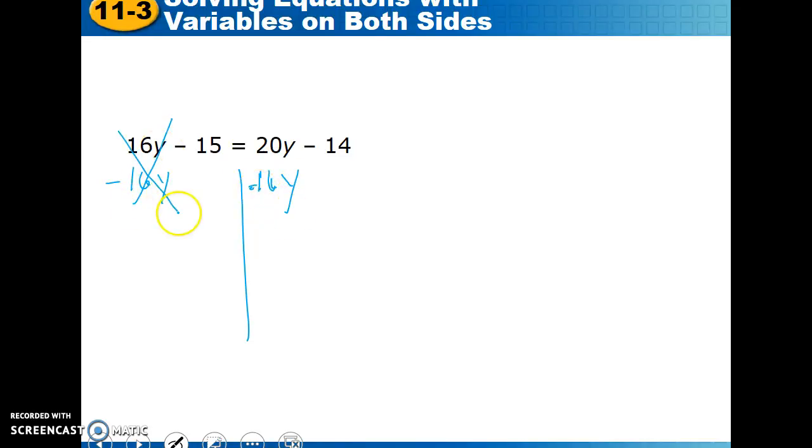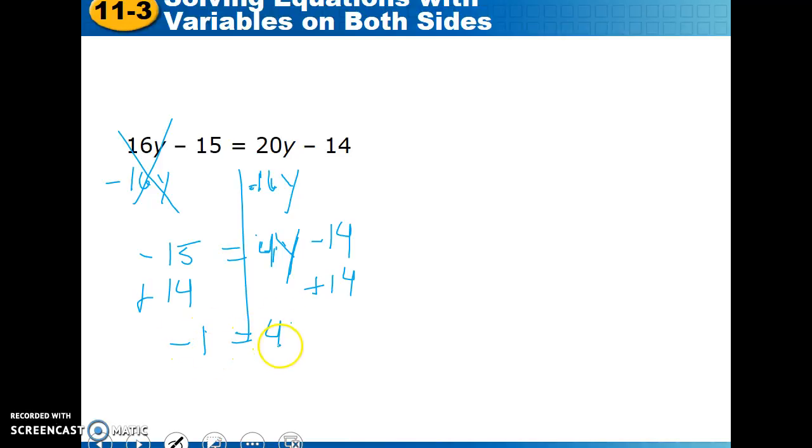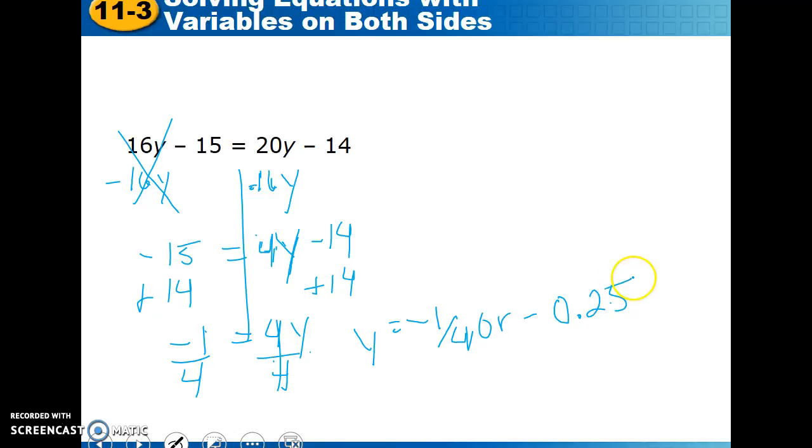So this cancels. I'm left with negative 15 equals 20 minus 16 is 4y minus 14. Solve by isolating the variable. Plus 14, plus 14. I'm left with negative 1 equals 4y. Divide by 4, divide by 4. That goes away. It's just y equals negative 1/4 or negative 0.25. Either answer would be acceptable.